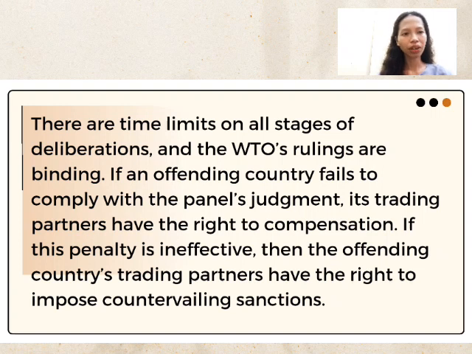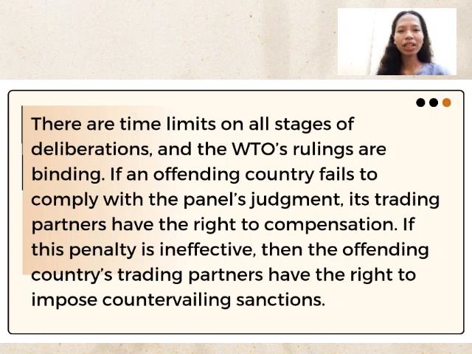If an offending country fails to comply with a panel judgment, trading partners have a right to compensation. If this penalty is ineffective, then the offending country's trading partners have the right to impose countervailing sanctions. However, the effectiveness of the system is under serious debate, given the ambiguity and time-consuming nature of certain cases.